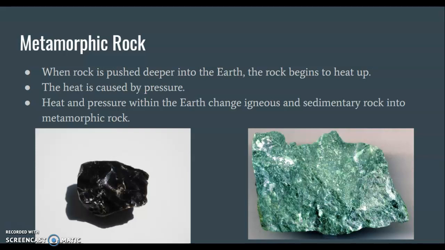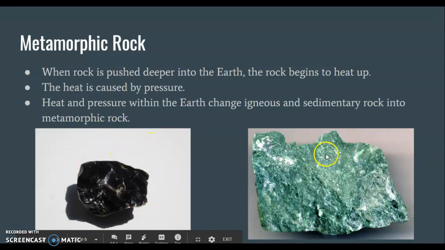Well, that heat and pressure within the earth change igneous and sedimentary rock that go deep inside the earth into metamorphic rock. And here are two examples of metamorphic rock. You can see how they're kind of shiny. It's because of that heat and pressure making these little shiny parts in it.